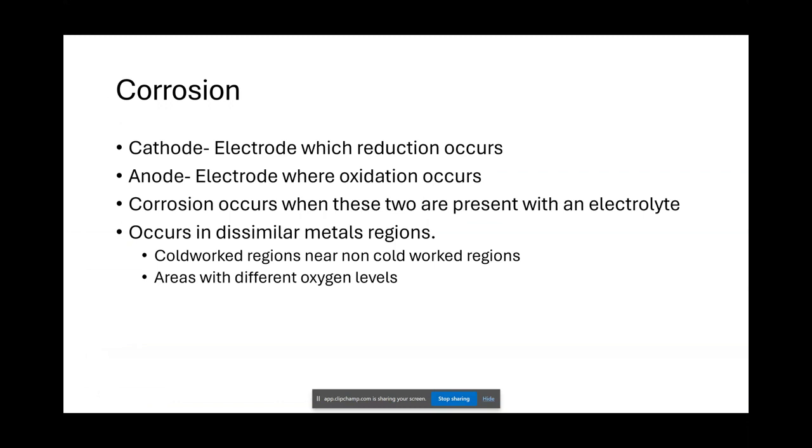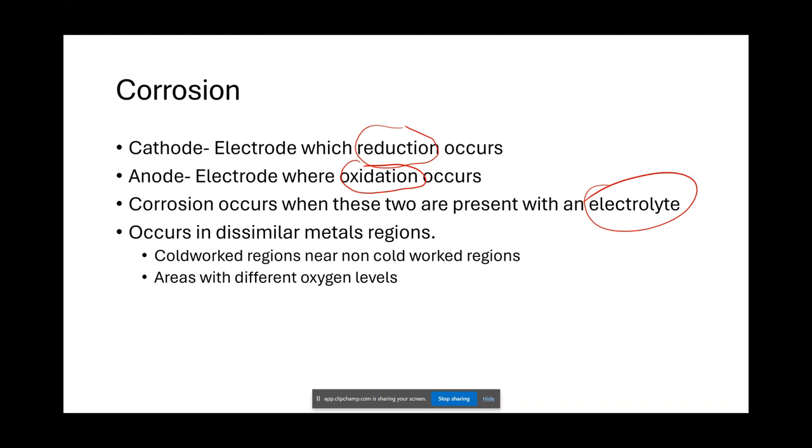We have our cathodes and our anodes. The cathode is the electrode in which reduction is occurring, and the anode is where oxidation is occurring. These could be familiar terms from your Gen Chem courses. This is more into a Gen Chem 2 category, but we're going to learn it together. Corrosion is only possible whenever these two are present, but there also has to be an electrolyte along with that as well.